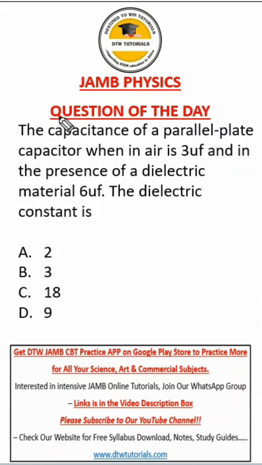You will get this JAMB physics question. It says the capacitance of a parallel plate capacitor when in air is 3 microfarad and in the presence of a dielectric material 6 microfarad. Now, the dielectric constant, remember, is also called relative permittivity. The symbol is this, and the formula is the permittivity of the material over the permittivity of free space, that is in air.